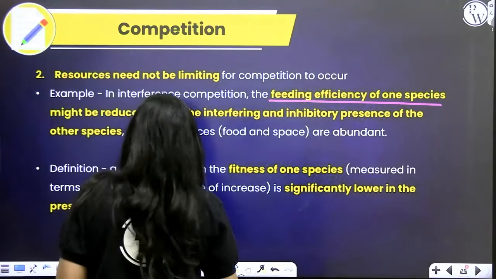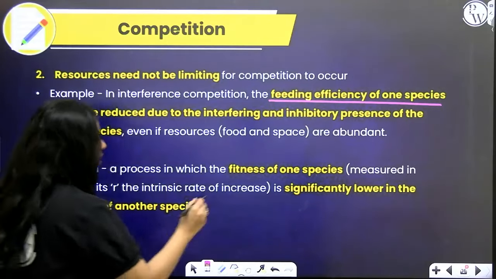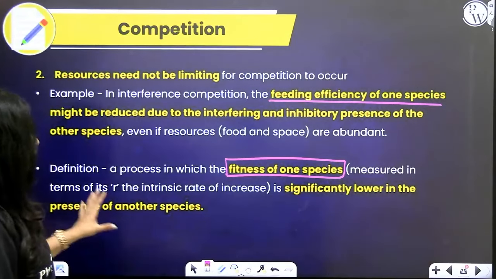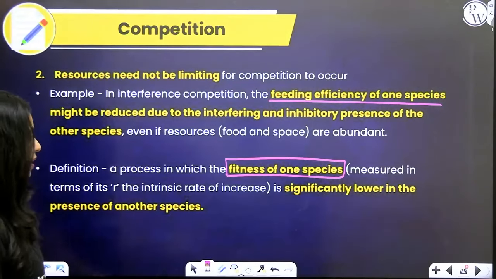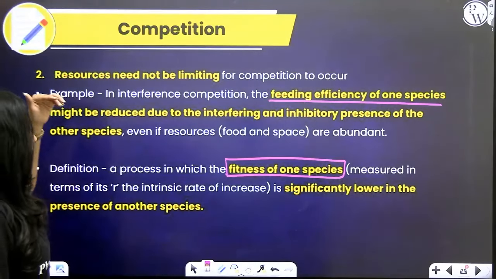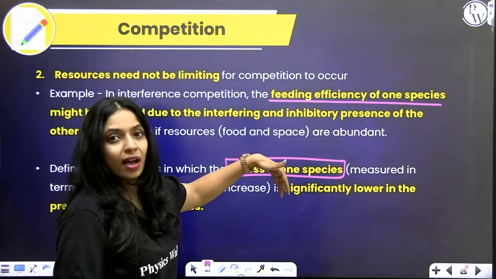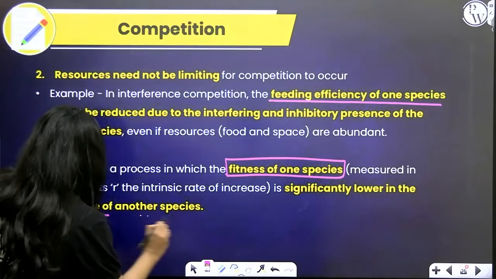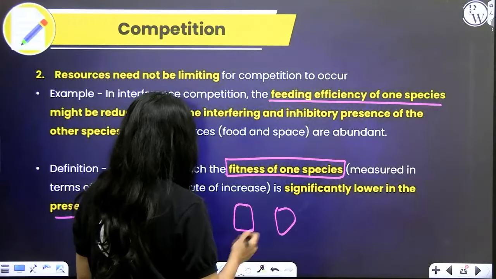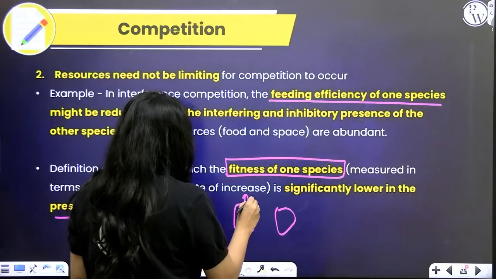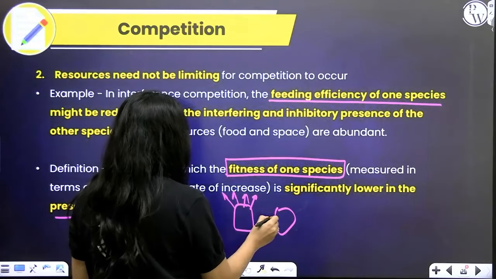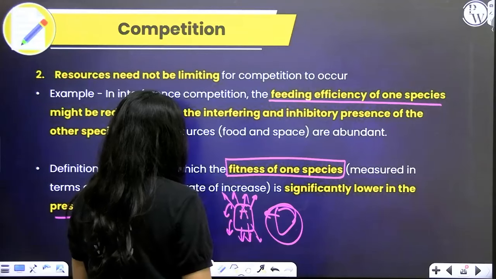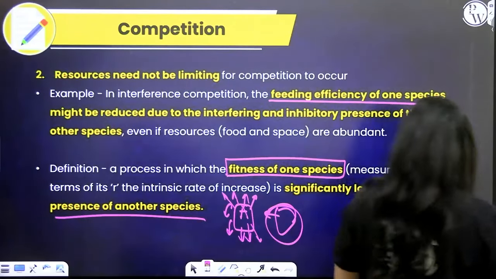To define competition, we can say it is a type of interaction where the fitness of one species, fitness meaning reproductive fitness, in terms of how quickly the population density can increase, measured in terms of R, is lowered in the presence of another species. When two species, two populations, are there, at what rate the population size increases is determined by this. If the presence of the other reduces the population size of species A, then we call it competition. That is the accurate definition of competition.